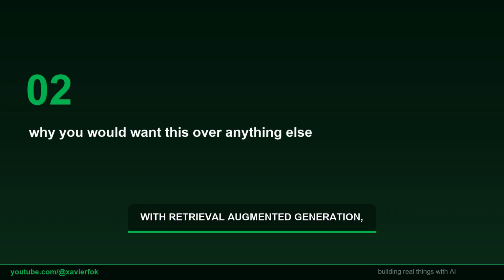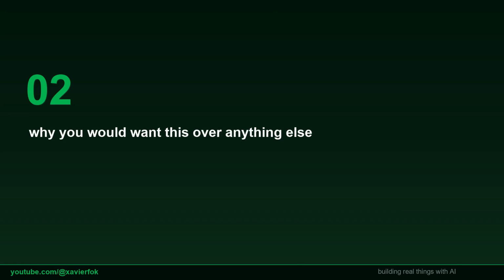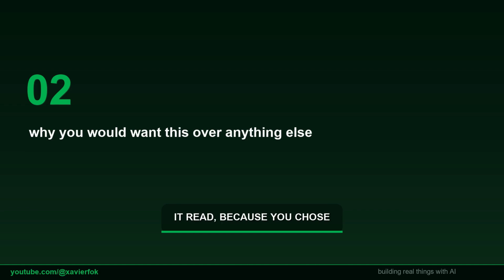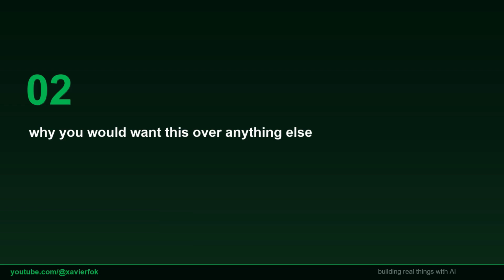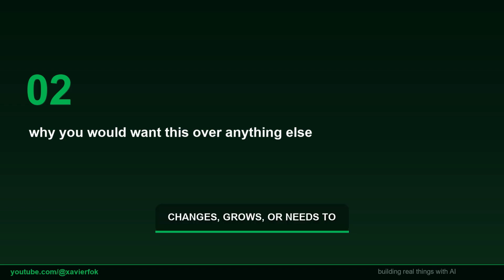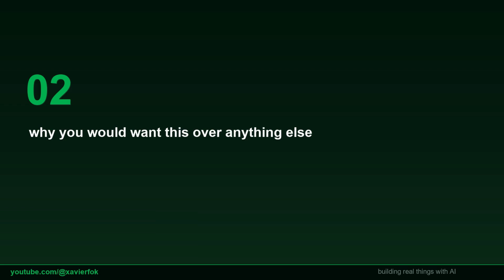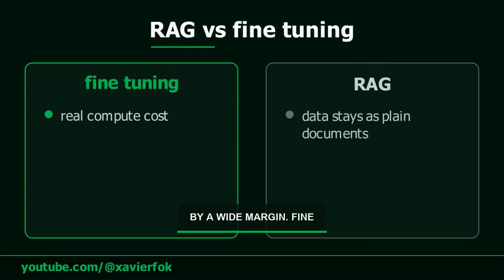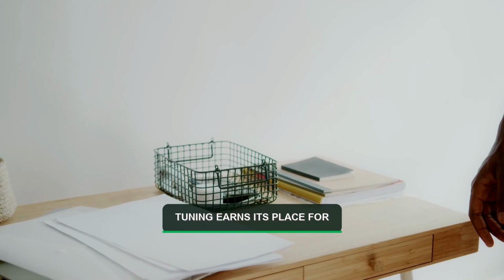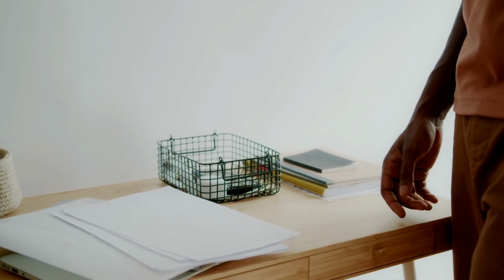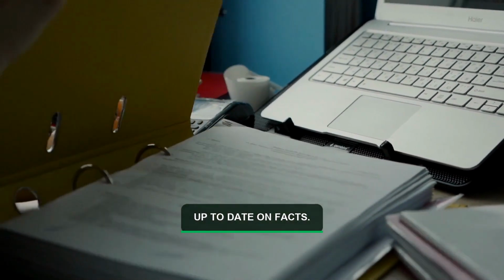With retrieval augmented generation, you keep your data as plain documents. When you update a note, you update the index. Cost is tiny, and every answer the model gives you can be traced back to the exact passage it read, because you chose that passage and handed it over yourself. For anything where the data changes, grows, or needs to be auditable, retrieval usually beats fine-tuning by a wide margin. Fine-tuning earns its place for style and behavior changes, not for keeping the model up to date on facts.